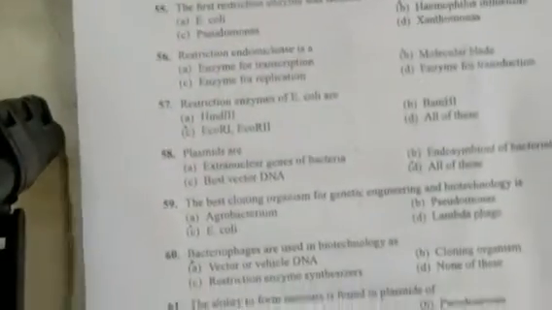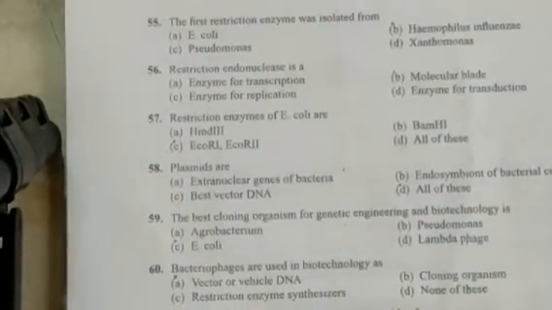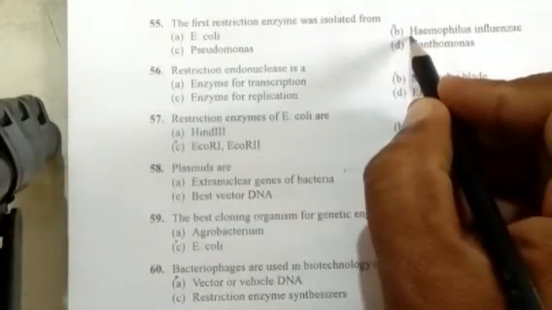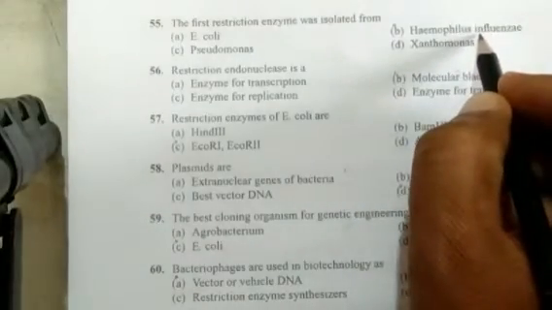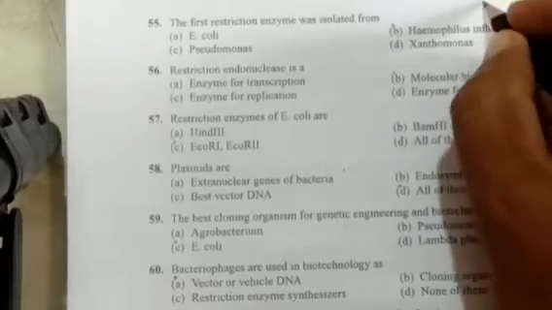The first restriction enzyme was isolated from A, E. coli, B, Haemophilus influenzae, C, Pseudomonas, D, Xanthomonas. You all very well know the Hind enzymes. Hind II, Hind III are the enzymes which were first isolated. Hind is nothing but H from Haemophilus, IN from the species influenzae.